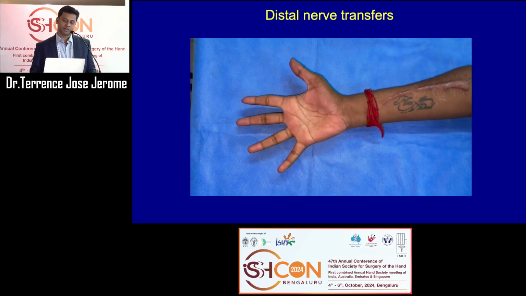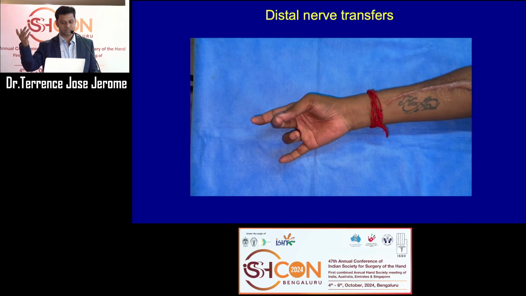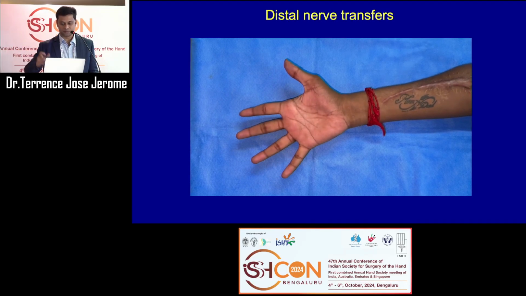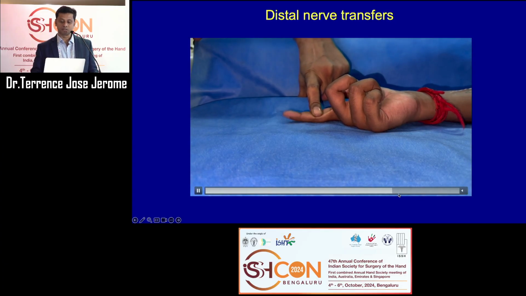What needs to be seen in this video is that you could do an independent abduction of the thumb. At the same time, you can do the independent flexion of the IP joint of the index finger, which can also be done only by doing the distal nerve transfers. And these are the results of this patient.